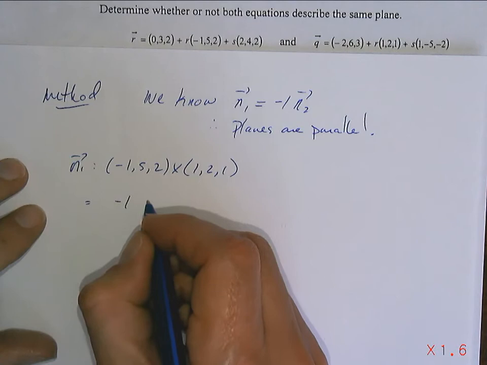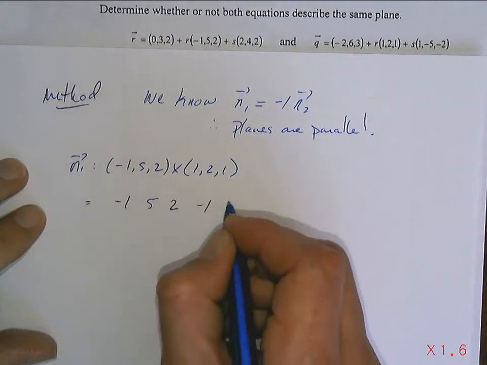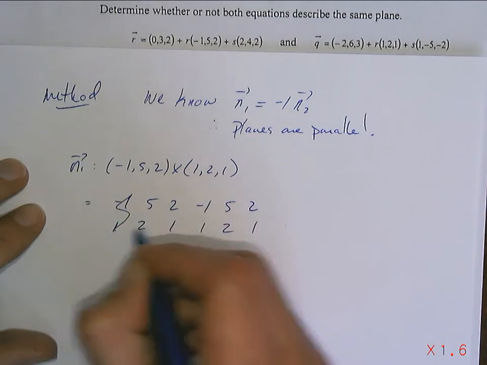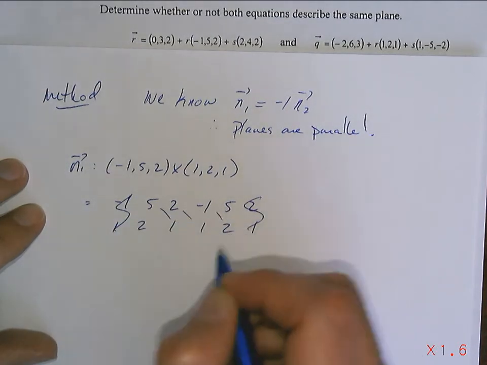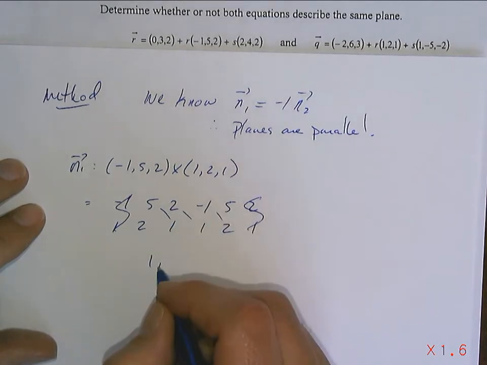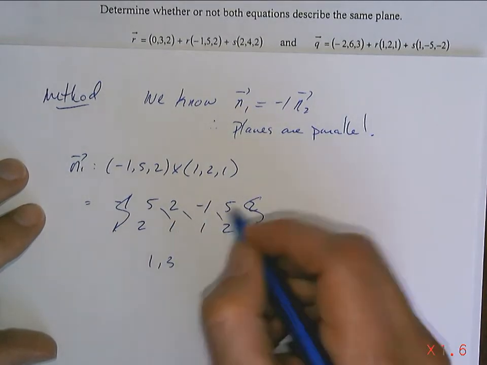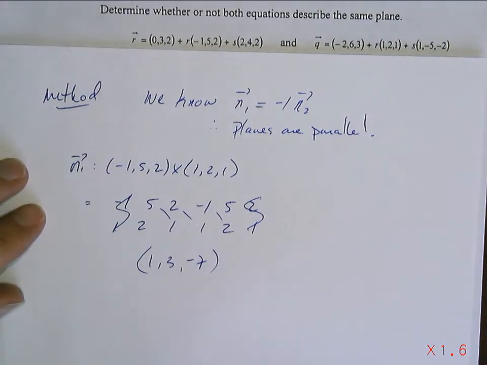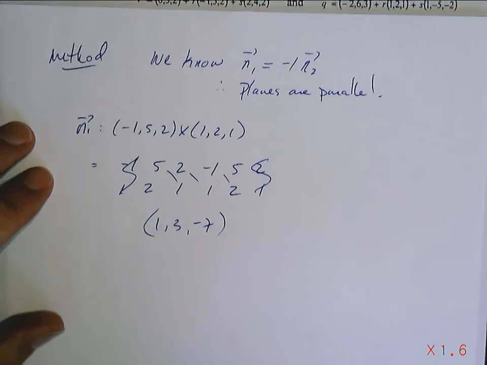So it's negative 1, 5, 2 and 1, 2, 1, and we take the cross product: 5 subtract 4 is 1, 2 plus 1 is 3, negative 2 subtract 5 is negative 7. Okay, that's my normal.